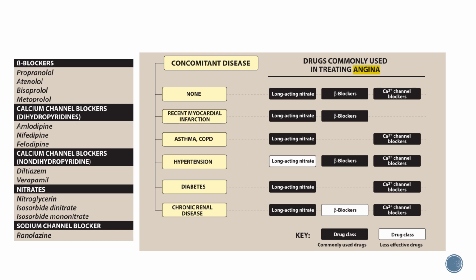Here you can see the drugs of choice, or the class of drugs which can be used in case of concomitant diseases. If there are no other concomitant diseases, the options are long-acting nitrates, beta blockers and calcium channel blockers. In case of recent myocardial infarction, the options are long-acting nitrates and beta blockers. In case of asthma and COPD, long-acting nitrates and calcium channel blockers are used. We are not using beta blockers because they are usually contraindicated in asthma or COPD as they may cause bronchoconstriction.